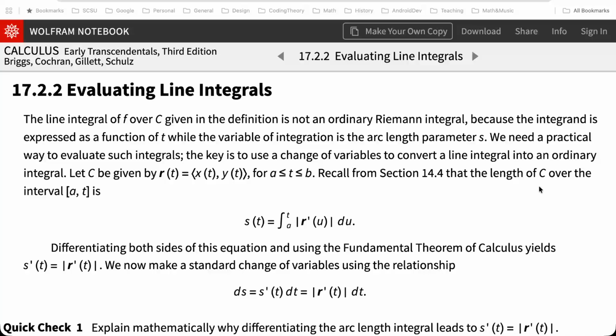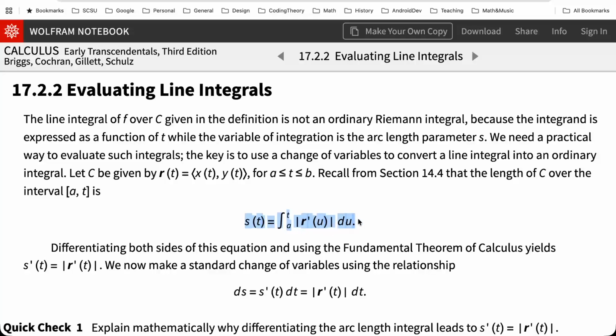All right, well, here's a little of the text at the beginning of section 17.2. The first thing you'll notice is they've just given us the definition of arc length along the curve. You integrate from the start of the curve to t the length of r prime, the velocity vector.